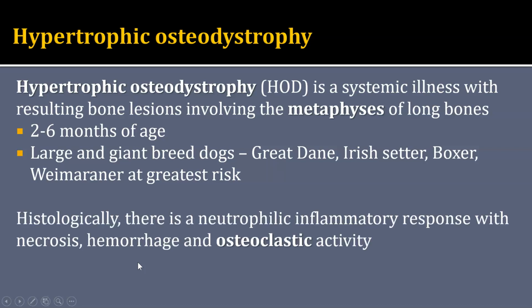Histologically, there is a neutrophilic inflammatory response with necrosis, hemorrhage, and osteoclastic activity. This disease is of unknown etiology. Several proposed etiologies include oversupplementation of minerals and vitamins, vitamin C deficiency, and even a link with infection of respiratory diseases, including distemper, has been proposed. Pathologists more recently refer to this disorder as metaphyseal osteopathy, but in our course, we are going to use the term hypertrophic osteodystrophy.